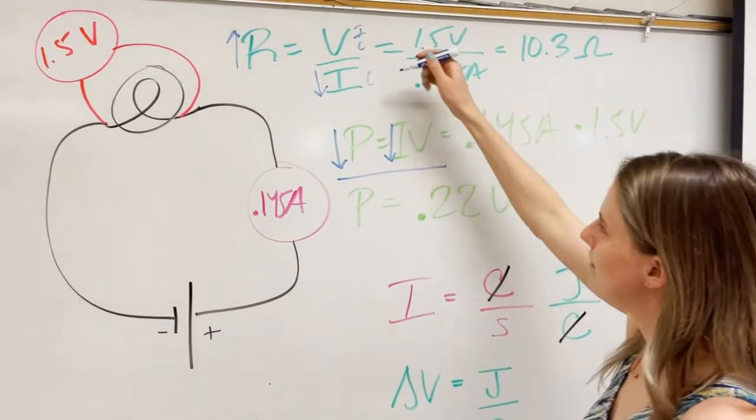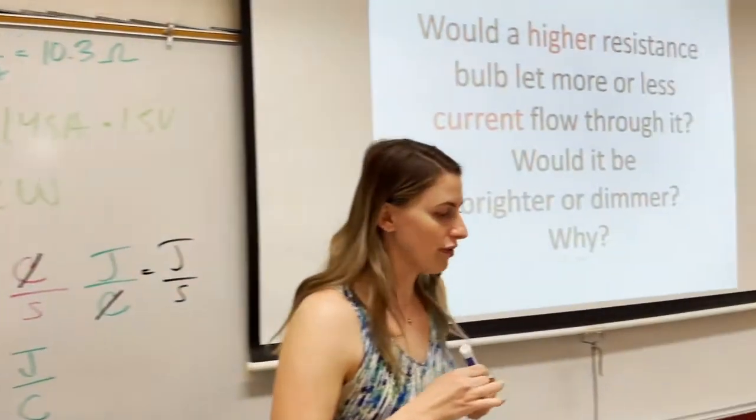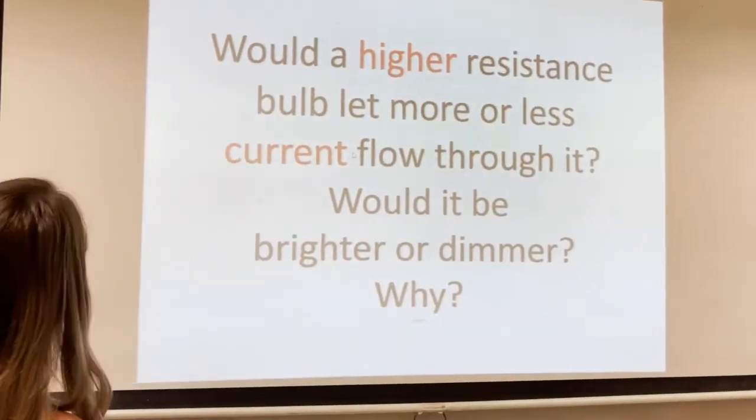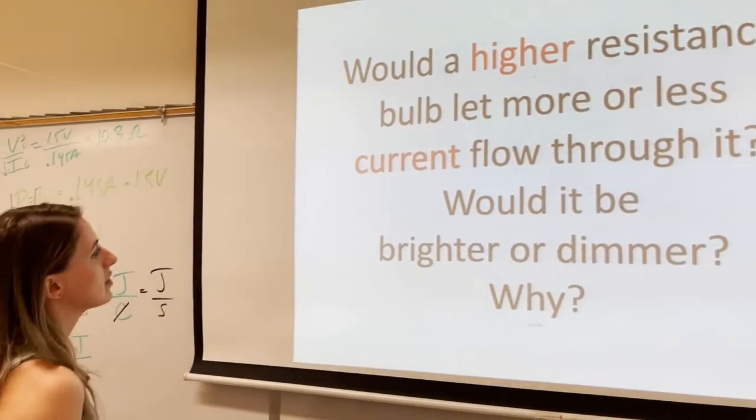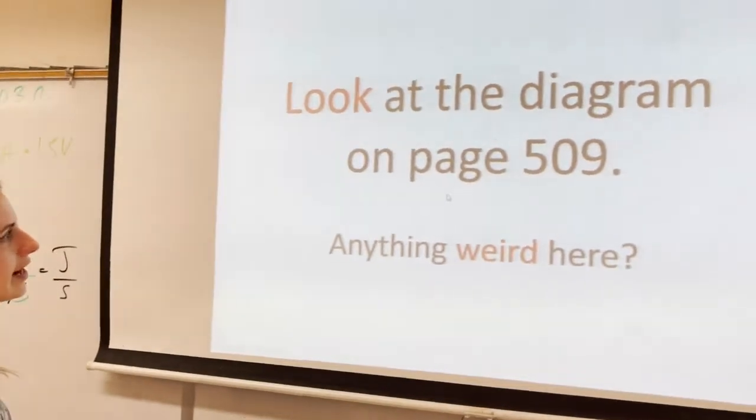That makes sense. It's all about the coulombs, right? Our electrons, yep. The rate at which they're going through stuff, and how much there is. Okay, so would it be brighter or dimmer? We already did that. Okay, so look at the diagram on page 509.